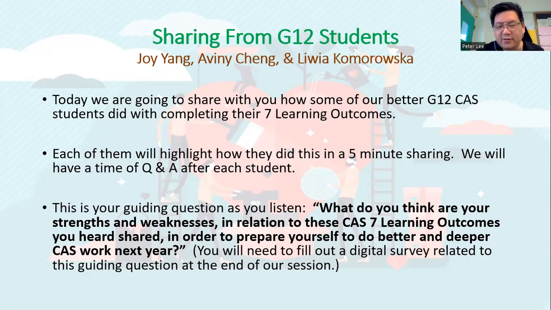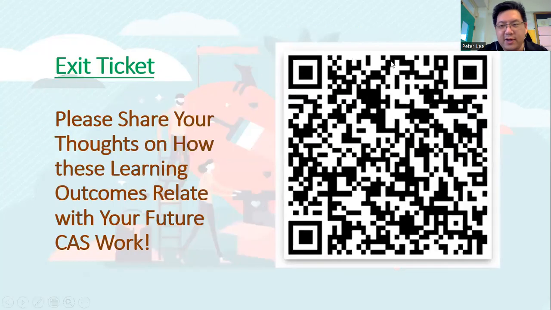All right, thank you, Director Robert. Very poignant thoughts there. Okay, so for the last thing that I would like you to do as grade 10 and grade 11 students, let's go ahead and answer that guiding question that I asked you. Please share your thoughts on how these learning outcomes relate with your future CAS work. So go ahead and get your cell phones out, go to this QR code and fill out that survey. It should only be 3 or 4 questions, but I want you to be filling it out and thinking about your future CAS work.